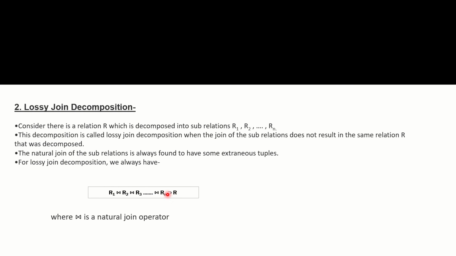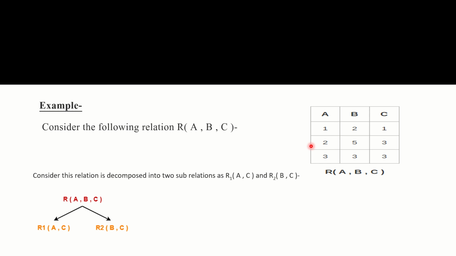We will get a subset of R or a superset of R. Okay, that is here. This one contains some extra tuples which will not be any tuple in R. That is something we left. Extra tuples will be there. So we can see this with the help of this example.